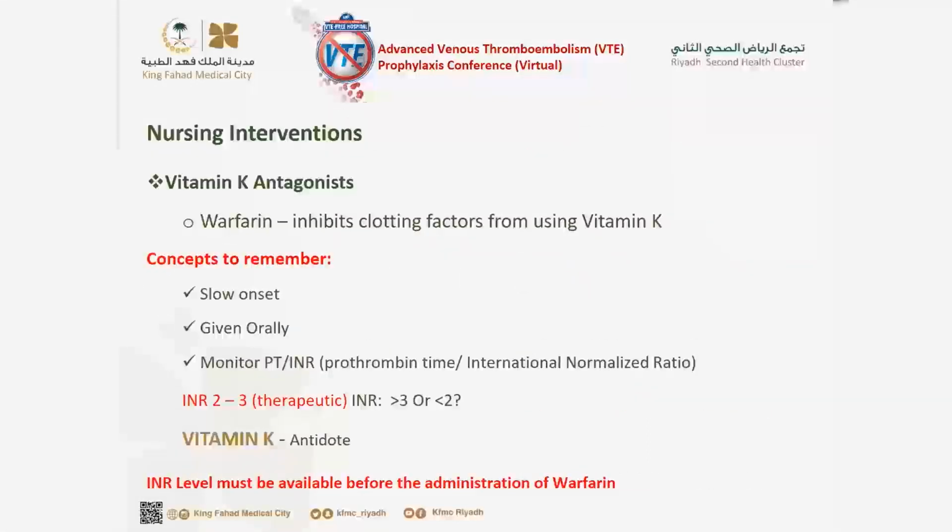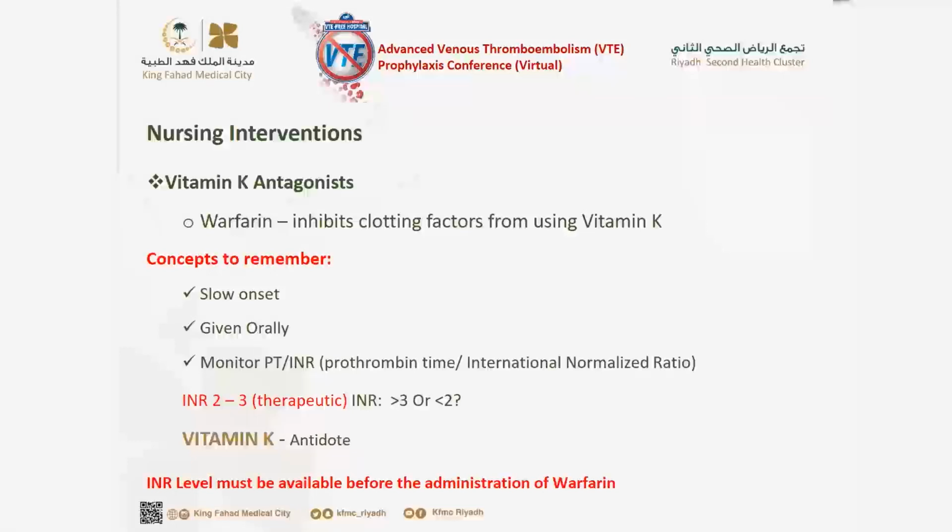We now move on to the vitamin K antagonist, and here you have warfarin, which inhibits the clotting factors from using vitamin K. The concepts to remember here are that there's a slow onset, and it is given orally, and nurses need to remember that they're going to be monitoring the PT and the INR. Your PT is your prothrombin time, your INR is your international normalized ratio. Now, for the INR to be in the therapeutic range, it needs to be between 2 and 3. So nurses need to know this.